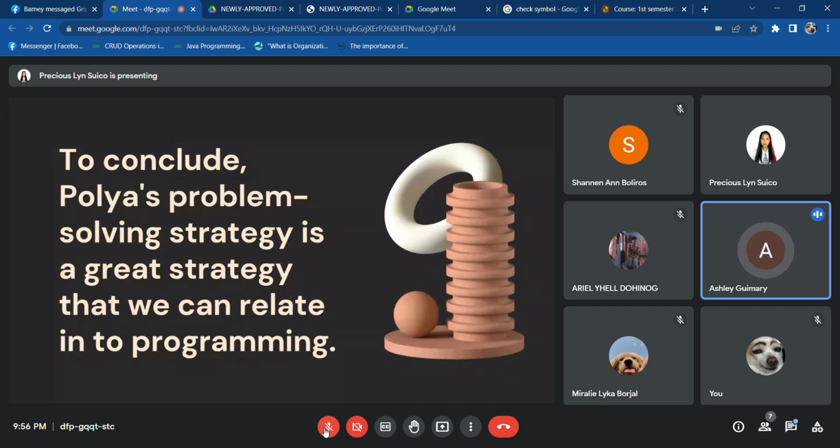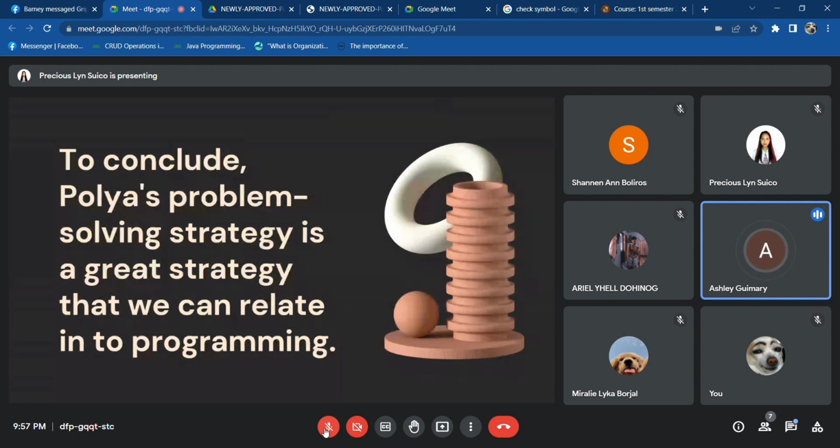So even if this was created a long time ago, this is still relevant until now. Polya's problem-solving strategy is clearly a great strategy that we can relate to programming. And it has 4 steps as mentioned before. It is also simple to follow, but it generalizes well. And that is why it has become a classic method for solving problems.